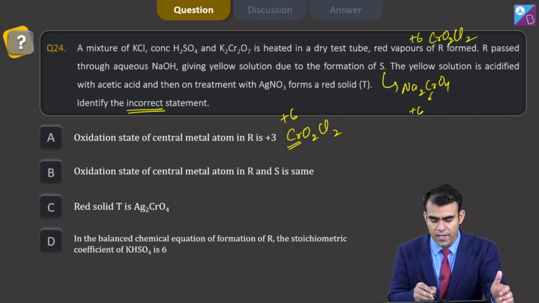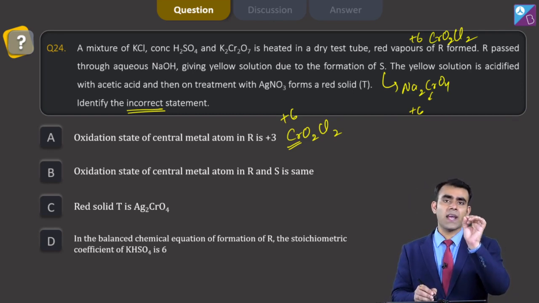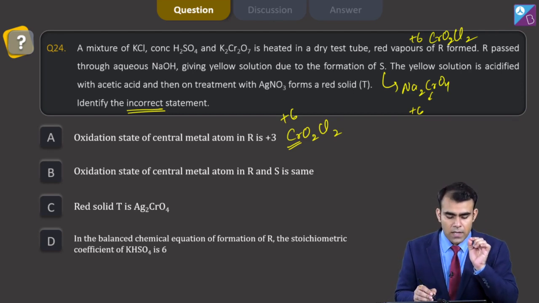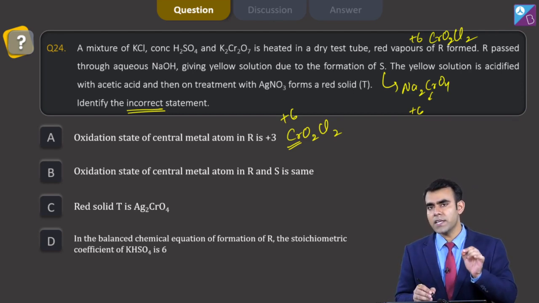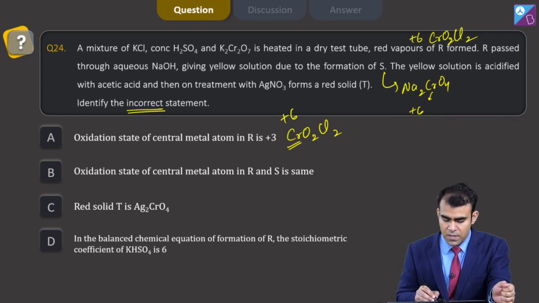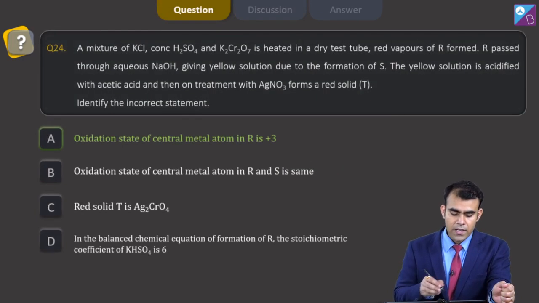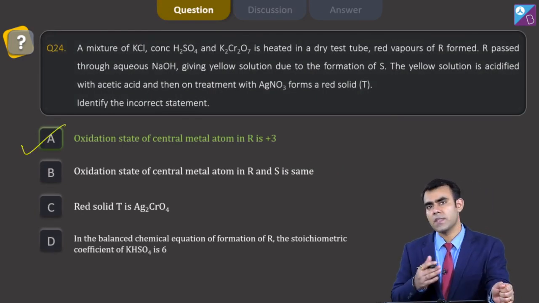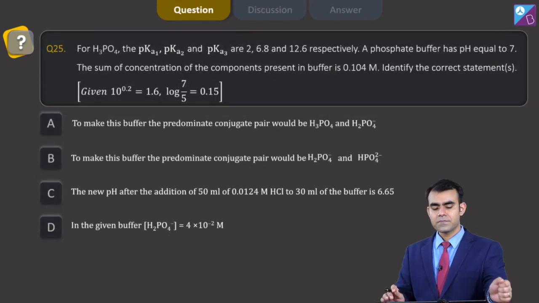Yes, this is correct. So I have to select the incorrect statement, and the only incorrect statement among these four is A. So the answer here is option A. Now moving on to my next question.